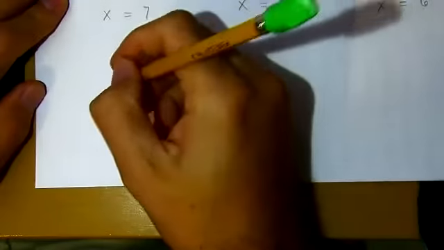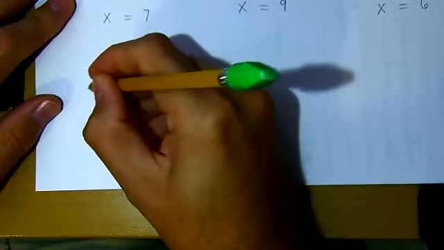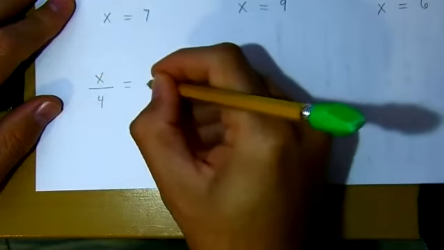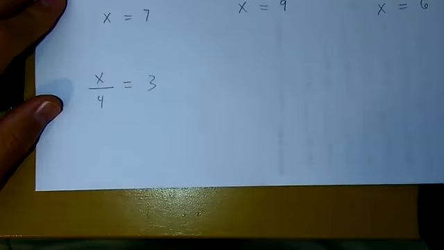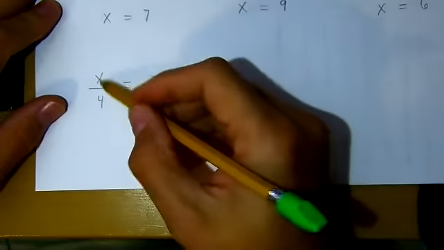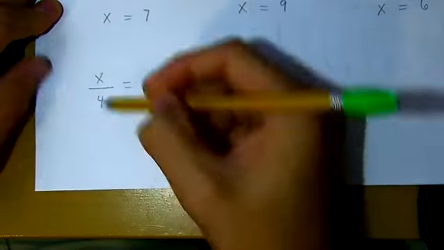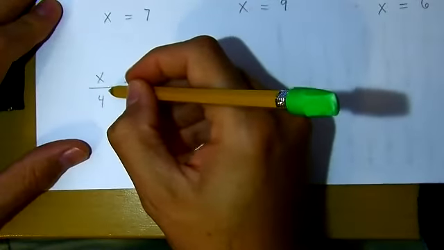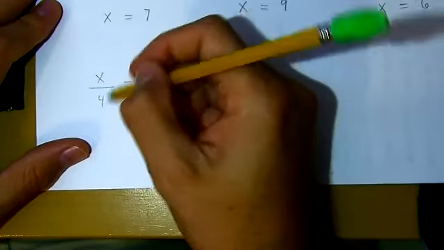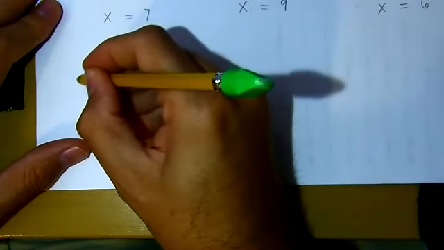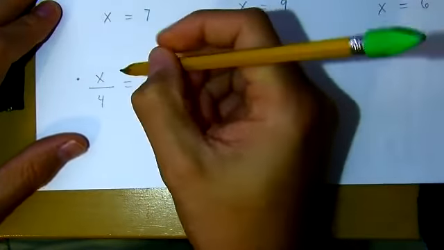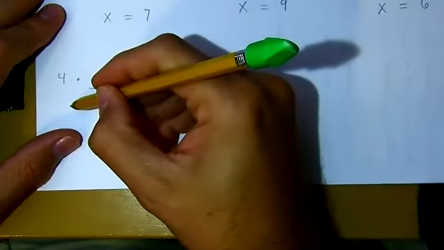Your fourth possible problem could look like this. X over 4 equals 3. So this is a division problem. It's saying x is divided by 4. So if you have a division problem, you have to do the opposite, which is multiplication. So we signify multiplication with a dot, and we put a 4 up here. Don't put it on the bottom.